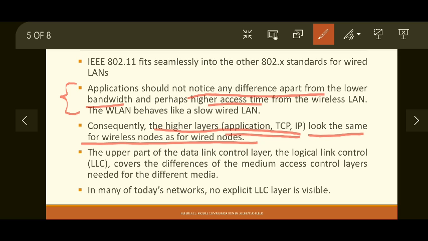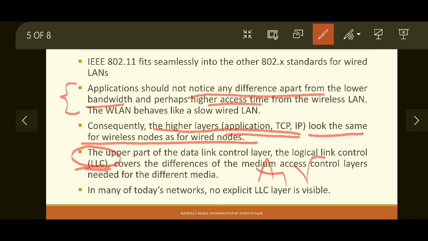wireless nodes. So the upper part of data link control, that is LLC, covers differences of medium access control layers needed for different media. Okay, so what is the job of LLC? Covering the difference between how to allow users to access a medium for different media. Now, most of the time in our wireless LAN, the medium is nothing but air, free space. So again, no need to separately define a standard for LLC.